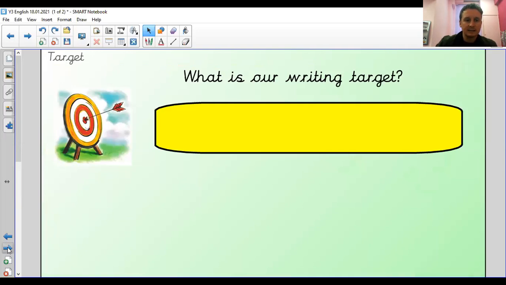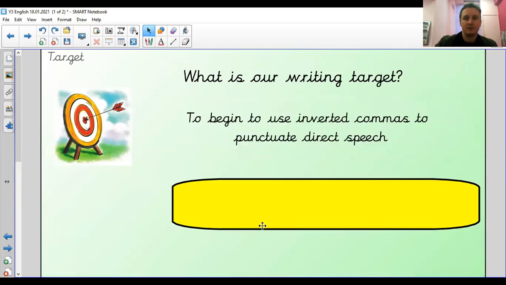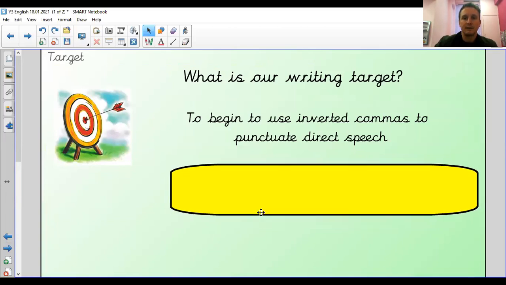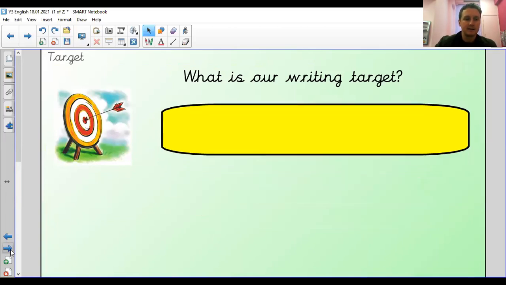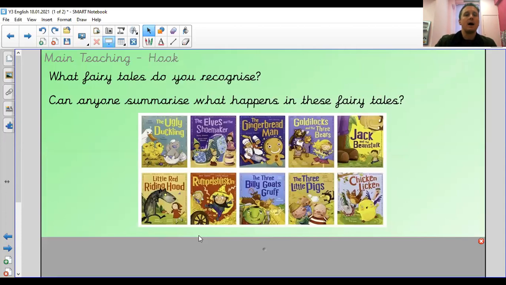So our writing target, anybody? To use inverted commas to punctuate direct speech. And we're going to be doing that as we go on. So let's have a look at these. There are some fairy tales. Can anyone tell me their favourites? Have a look and pick your favourite.